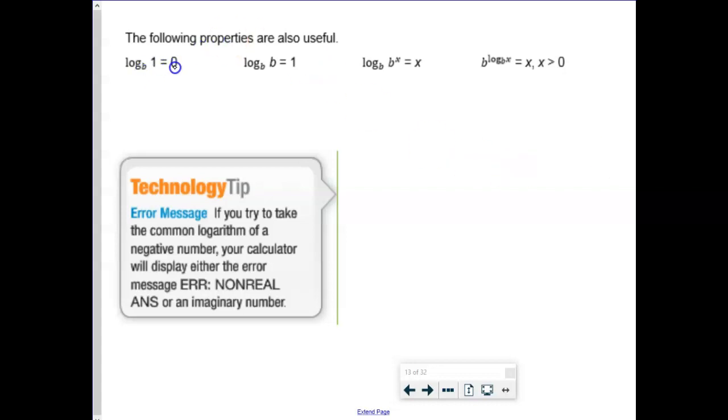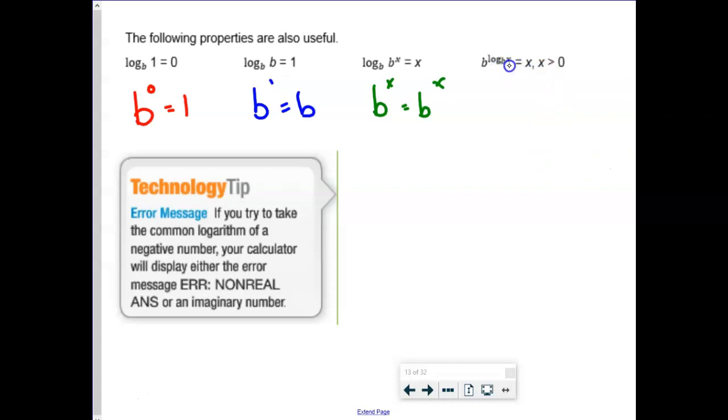Log base b of 1 is always equal to 0. I don't think like logarithms, this bothers me. But what if I rewrote it in exponential form? b to the 0 power equals 1. Yeah, because anything to the 0 power is 1. So that makes lots of sense, right? This guy, b to the first power, is just going to give you b. And this one says b to the x power equals b to the x power. You'll see these properties in use in a minute.